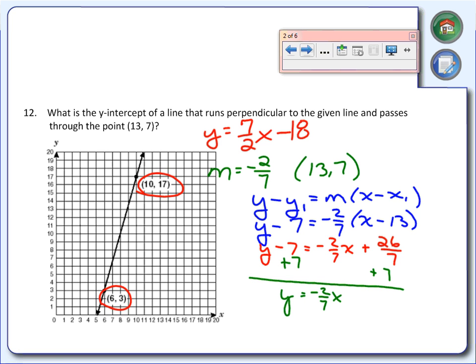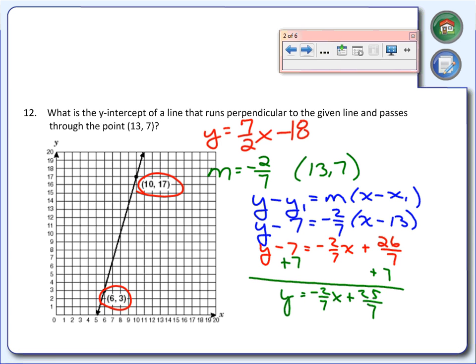So again, with your calculator, let's add 26 over 7 plus 7. Remember, you can put fractions in your calculator. 26 over 7. Green button, y equals 25 over 7. So we get the equation y equals negative 2 over 7x plus 25 over 7. This is the equation that runs perpendicular to this and also goes to the point (13, 7).